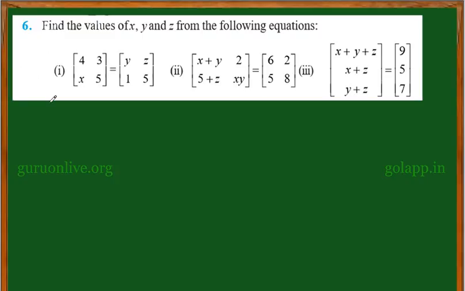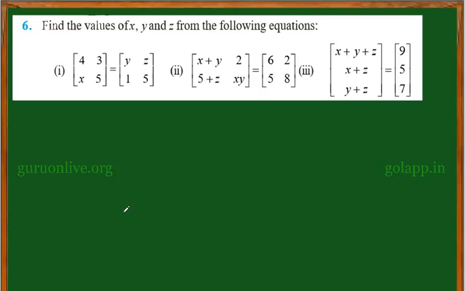Find the values of x, y and z from the following equations. The first equation is the matrix [4, 3; x, 5] equal to [y, z; 1, 5]. The second equation is the matrix [x+y, 5; z, 2; xy] equal to [6, 2; 5, 8]. And the last equation is the column matrix [x+y+z; x+z; y+z] equal to [9; 5; 7]. This is the given question.